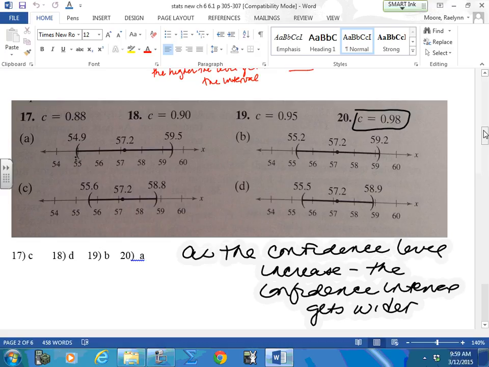Larger means there's more numbers. There's an infinite amount of numbers between any two positions. Any two positions. So you can't say gets larger. You have to say gets wider.